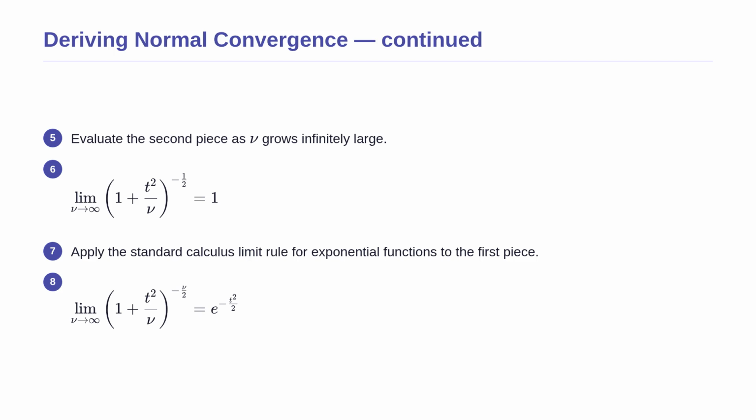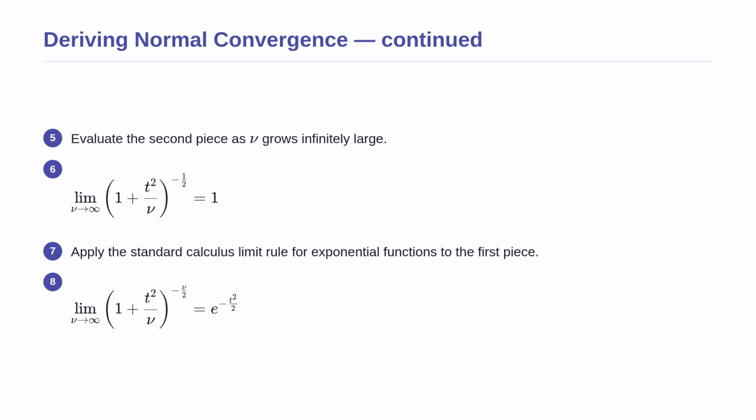Continuing with our derivation, let us evaluate these two limits. The second piece is raised to the power of negative 1/2. As nu grows infinitely large, the fraction t squared over nu approaches 0. 1 plus 0 is 1, and 1 raised to any power is simply 1. So that entire piece vanishes.